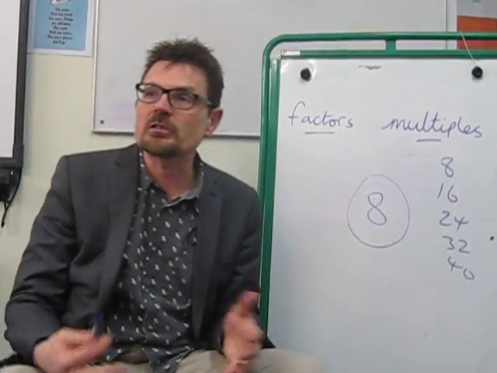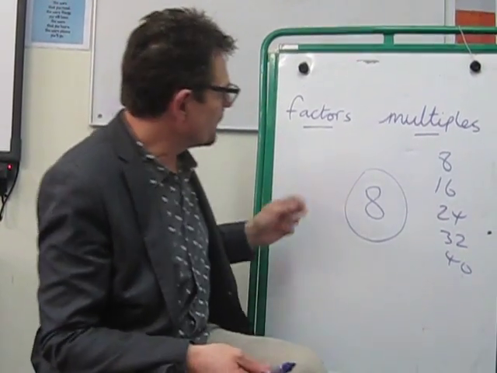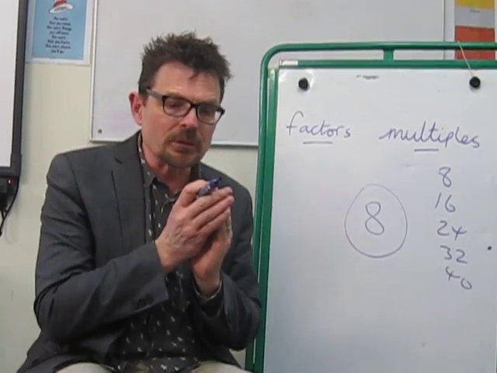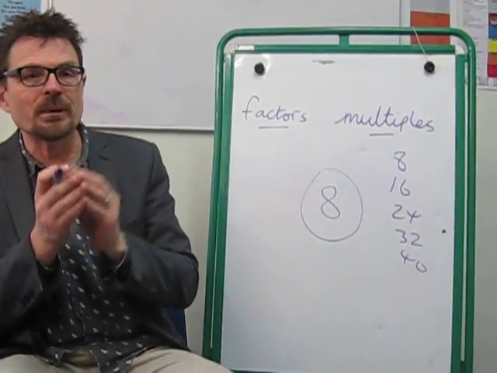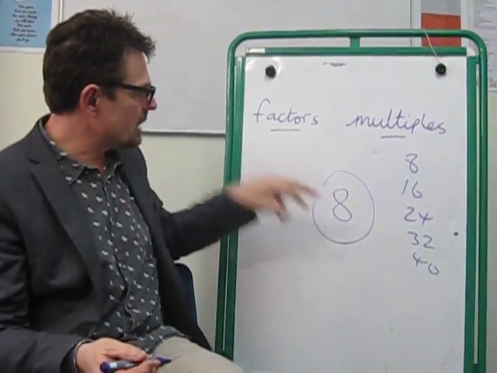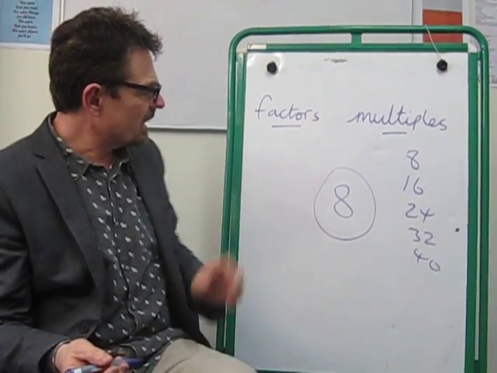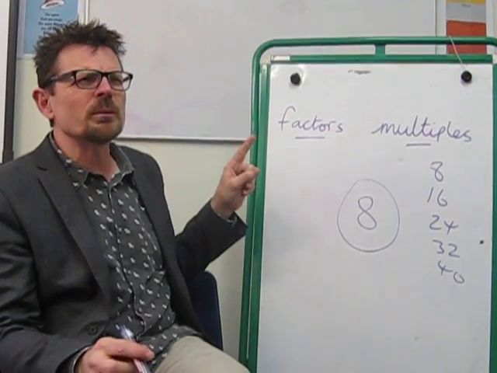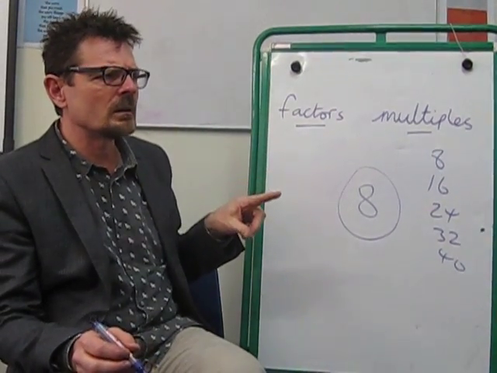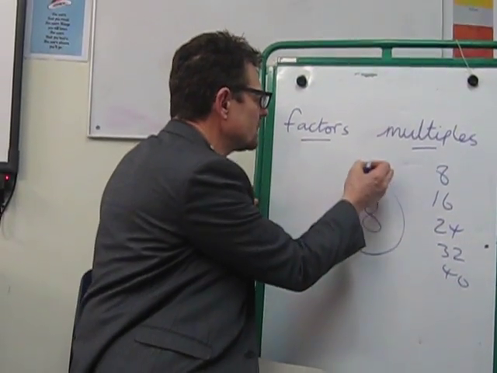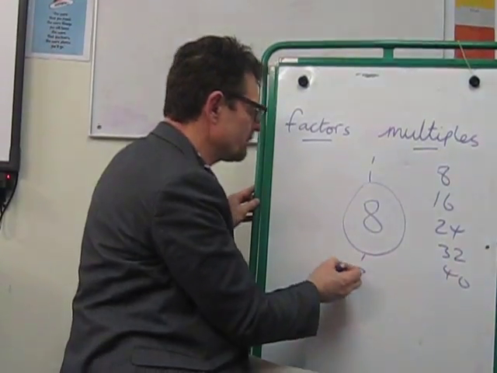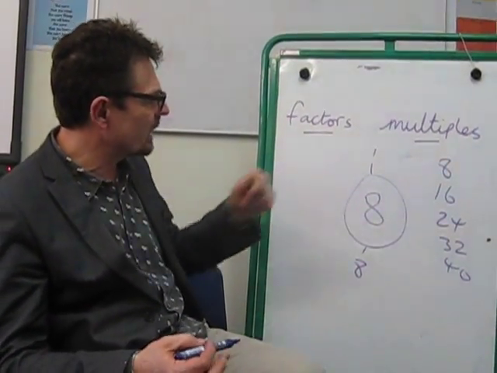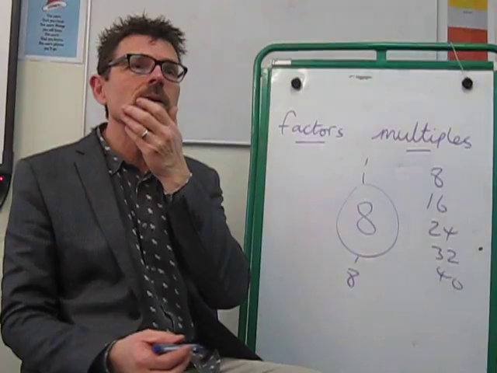Now factors are much different. A factor of a number is a whole number that, when multiplied by another whole number, equals 8. So let's take the number 1. What do we multiply 1 by to get to 8? 8. So the numbers 1 and 8 are factors of 8, because 1 multiplied by 8 equals 8. Are there any other factors of 8?